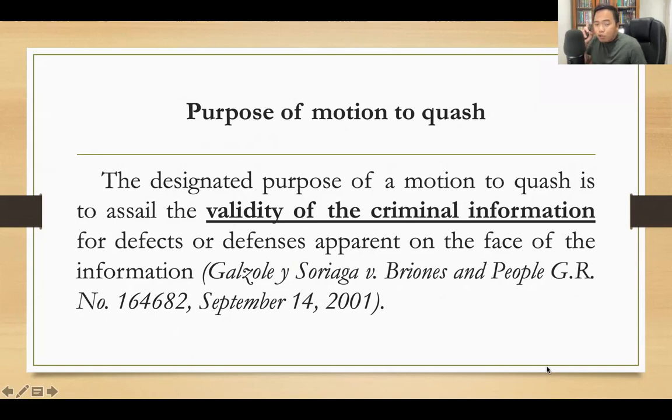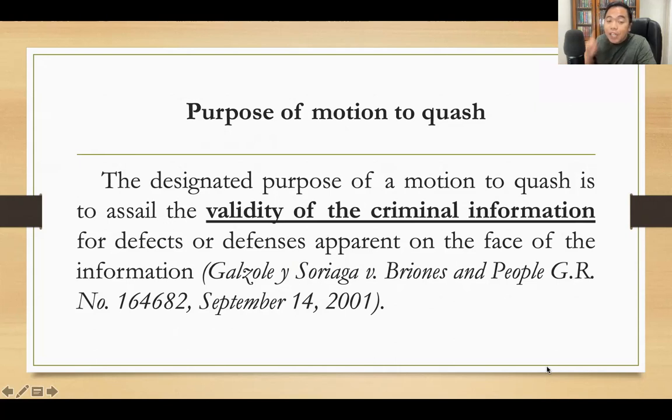Why? Because a motion to quash will hypothetically admit the allegations in the information. So the accused is admitting, even assuming arguendo, that the information is truthful, there is a defense by the accused. If there is a lawful defense, then it's going to be a waste of time for the court to try the case.